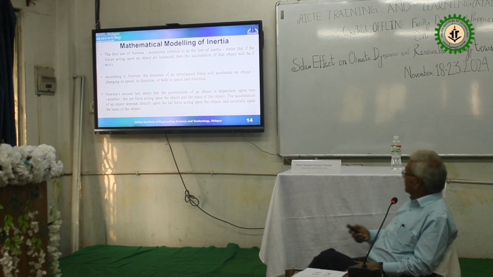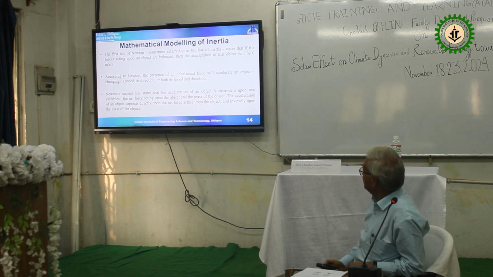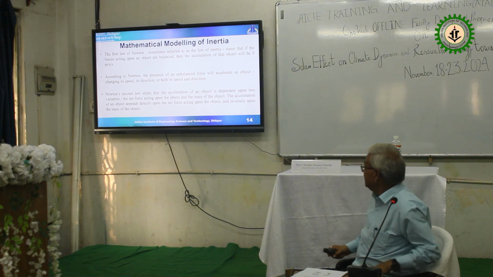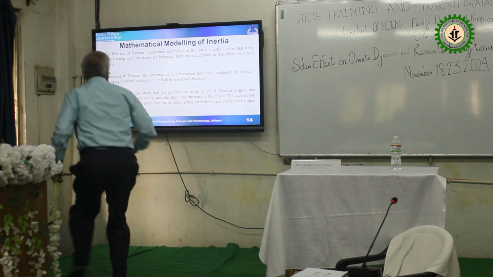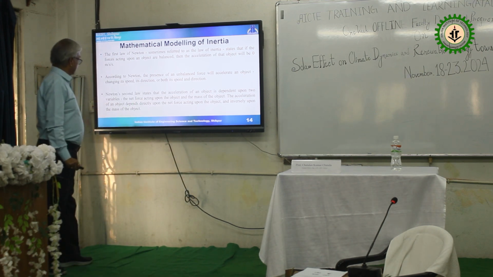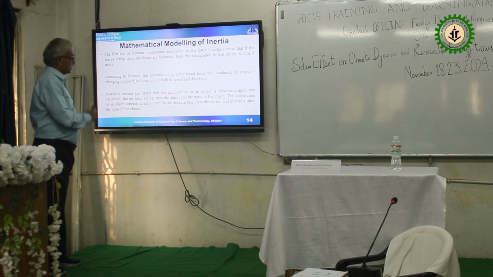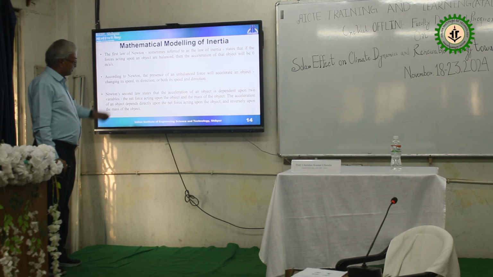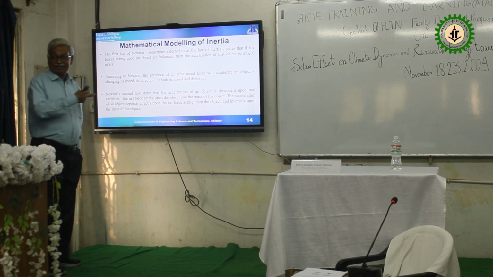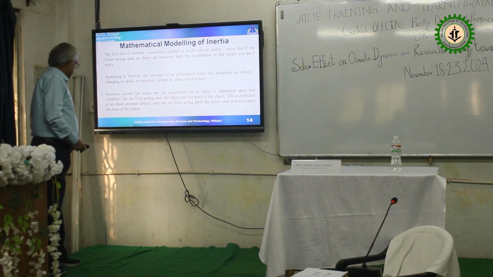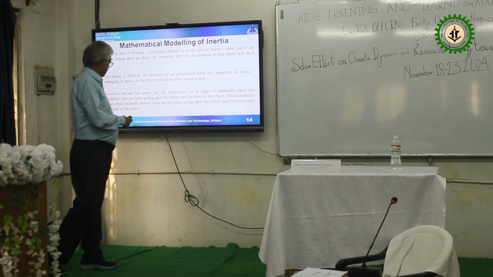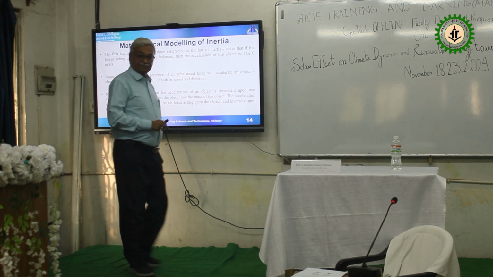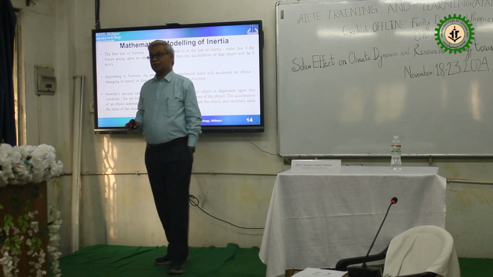So according to Newton, the presence of an unbalanced force on an accelerating object changes its speed, its direction, or both its speed and direction. So that's here, and putting it in mathematical form: Newton's second law states that the acceleration of an object is dependent upon two variables, the net force acting upon the object and the mass of the object. That's the basic fundamental formula. The acceleration of an object depends directly upon the net force acting upon the object and inversely upon the mass of the object. That is a very basic formula that I'm not going to explain.